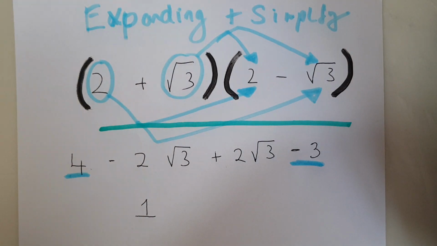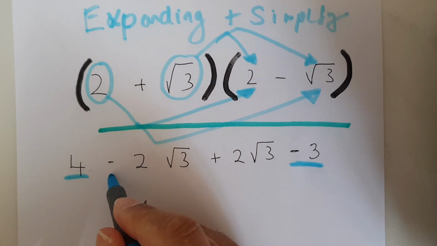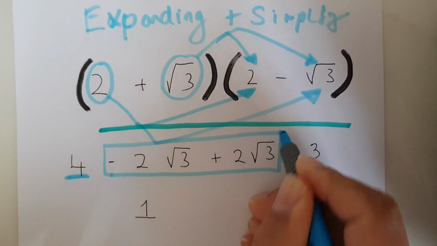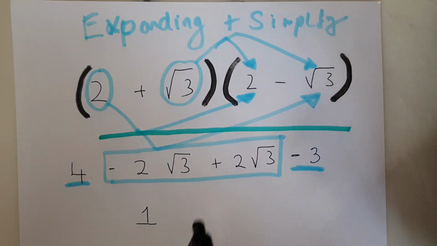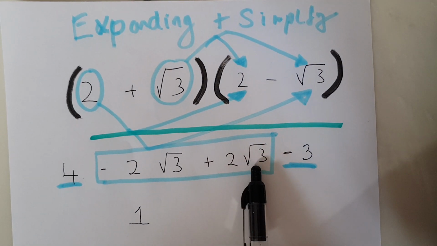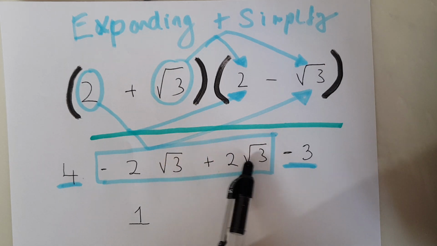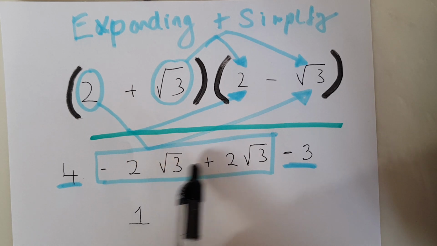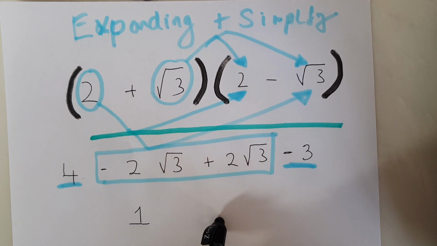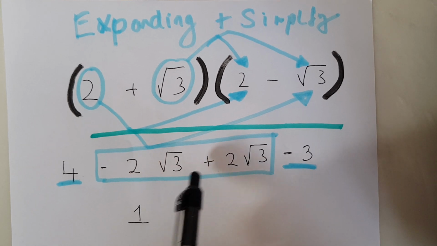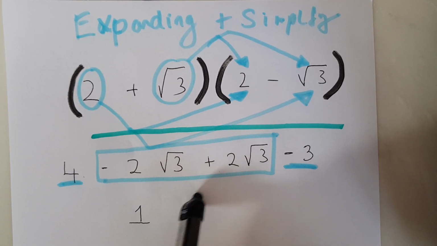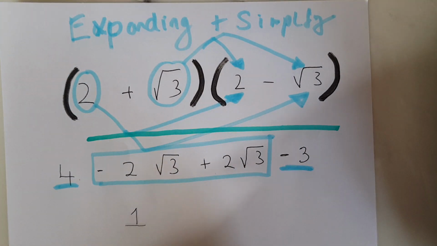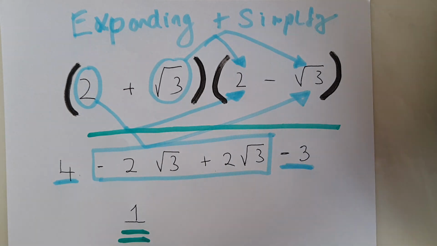And we've got minus 2. I'll put a box around this to make it easy to see. Minus 2 square root of 3 plus 2 square root of 3. So you have a minus and a plus the same numbers, like minus 2 plus 2 equals 0. So if you have minus 6 plus 6 is 0, minus 4 plus 4 is 0. So minus 2 square root of 3 plus 2 square root of 3 equals 0. So nothing there. So all you have is 4 take away 3, which is 1. That is your answer. Okay?